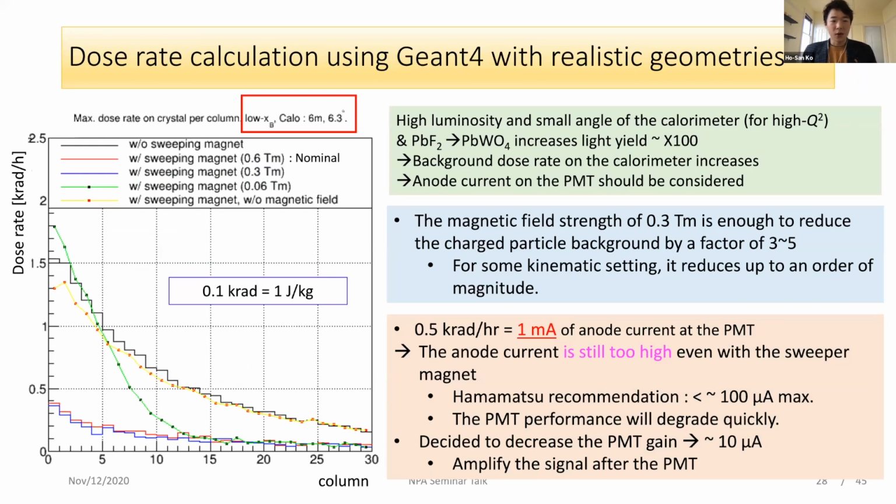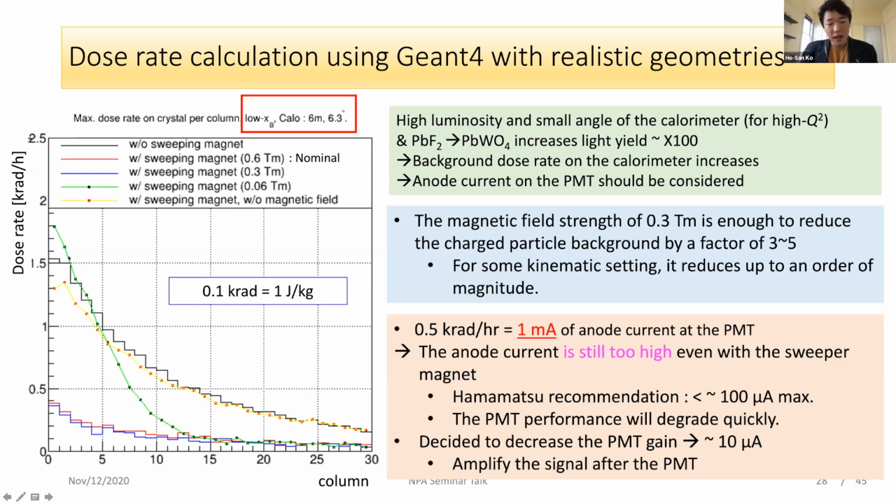And this is the dose rate calculation results using GR4 with the realistic geometries. There are a lot of plots, but I will explain some of them. The x-axis is the column of this calorimeter, so it represents each column of the calorimeter, and the y-axis is the dose rate in kilorad per hour units.